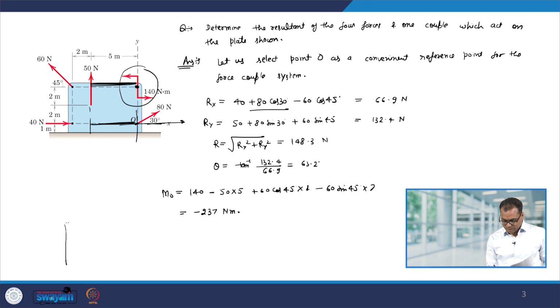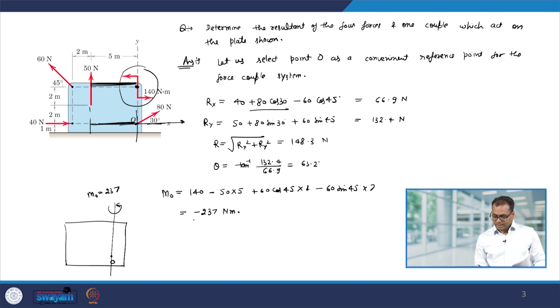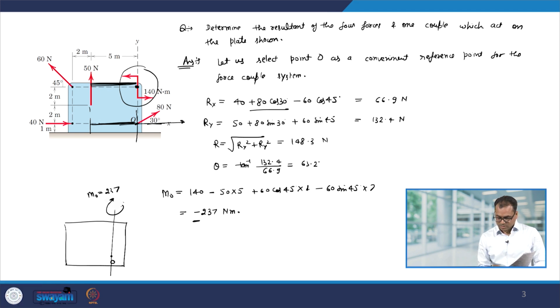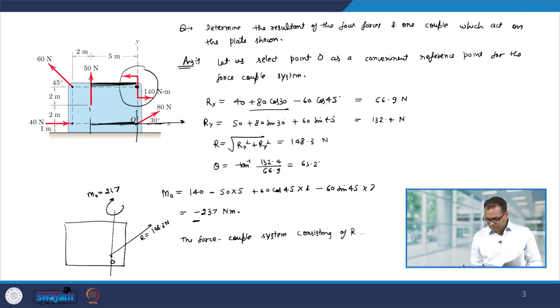So far, we have taken this plate and, about point O, found the moment, which comes out to be 237. Since it is negative, that means it is in the clockwise direction, so let me just change this direction. So it will be 237 about point O, and then we have a resultant at 63.2 degree, and its value is 148.3 Newton. So this is the force couple system consisting of R and M naught. What we have done so far is replace all these four forces and a couple with a moment and a resultant force R.